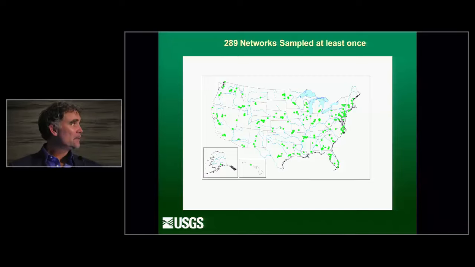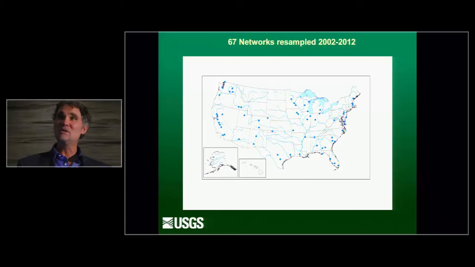In the time period between 2002 and 2012, we went back to 67 of those networks, and we sampled again. We call this decadal sampling. Now, we've done some other time series work, but this is the main data set that we have to characterize groundwater quality changes over time.